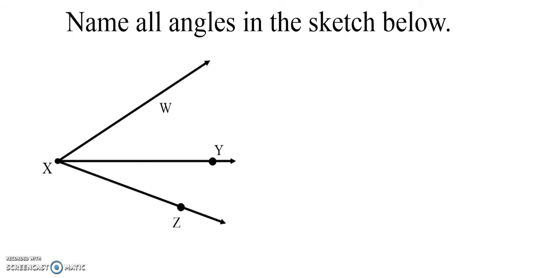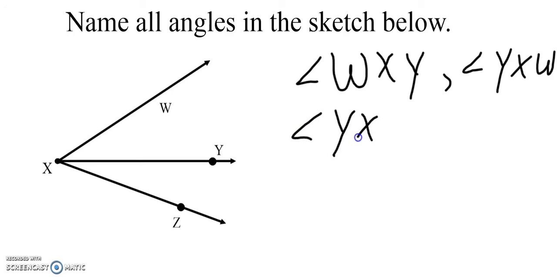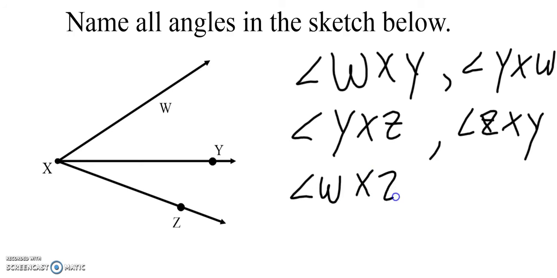So the first angle, the top angle there, I can name this angle W, X, Y. I can also name it Y, X, W. All right, let's look at the bottom angle. The bottom angle is angle Y, X, Z, or I can also name it Z, X, Y. So I can just name it in reverse if I wanted to. Lastly, the big angle there is angle W, X, Z, or you can say angle Z, X, W.